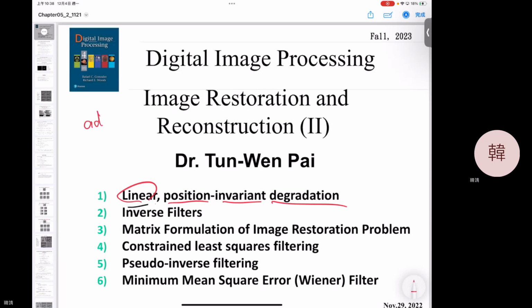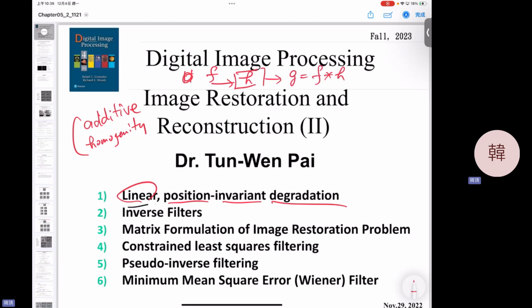First is additivity. So what's the additive characteristic of the system? And the second one is homogeneity. So these are the linear characteristics. You have to satisfy both properties together. So additivity is when you have a system like this, H, and this is your image F, and you have an output G. G is F convolved with H, right? So what's the additivity of this one?